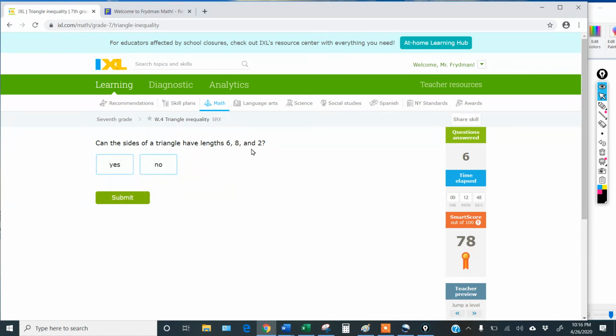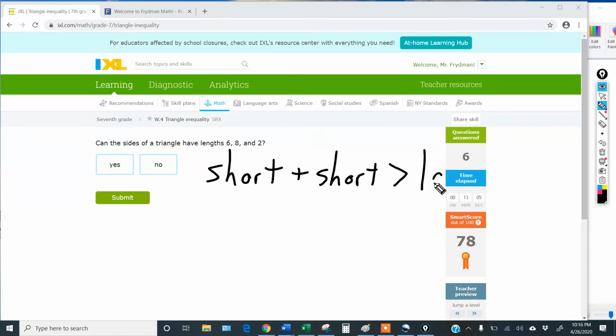Okay, so now this is a tiny bit different. Why is this one different? It's not really that different. The strategy is still the same. We're still going to take the two short sides and we want them to be greater than the longest side. This question is just a little bit different because they gave you the longest side in the middle.